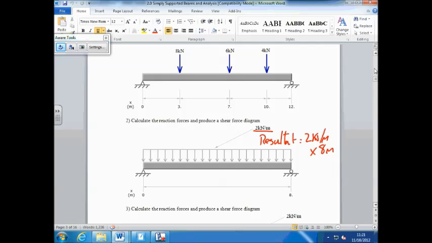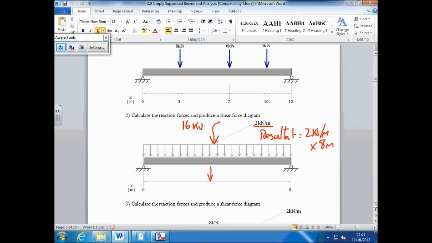So I'm going to get 2 times 8 as 16 kilonewtons acting downwards, and this is going to be acting, in this case, in the middle of the beam, because the UDL is across the full length of the beam. So in the middle, I've got a force of 16 kilonewtons. So now I treat the problem as a point load of 16 kilonewtons acting down.